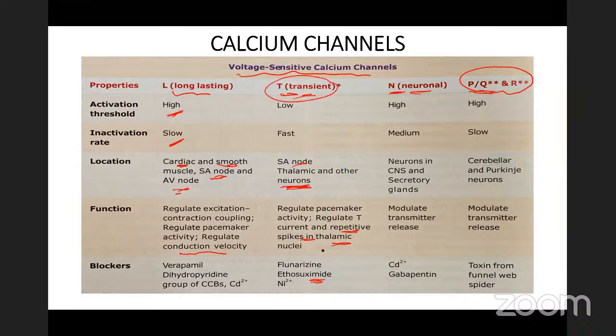Other N type calcium channels are mainly located in the neurons, and the release of neurotransmitters takes place with the help of these. So I want you to consider that calcium channel blockers mainly target the L type calcium channels. Very mainly they target the L type calcium channel. Okay, we'll see the mechanism of action of calcium channel blockers.